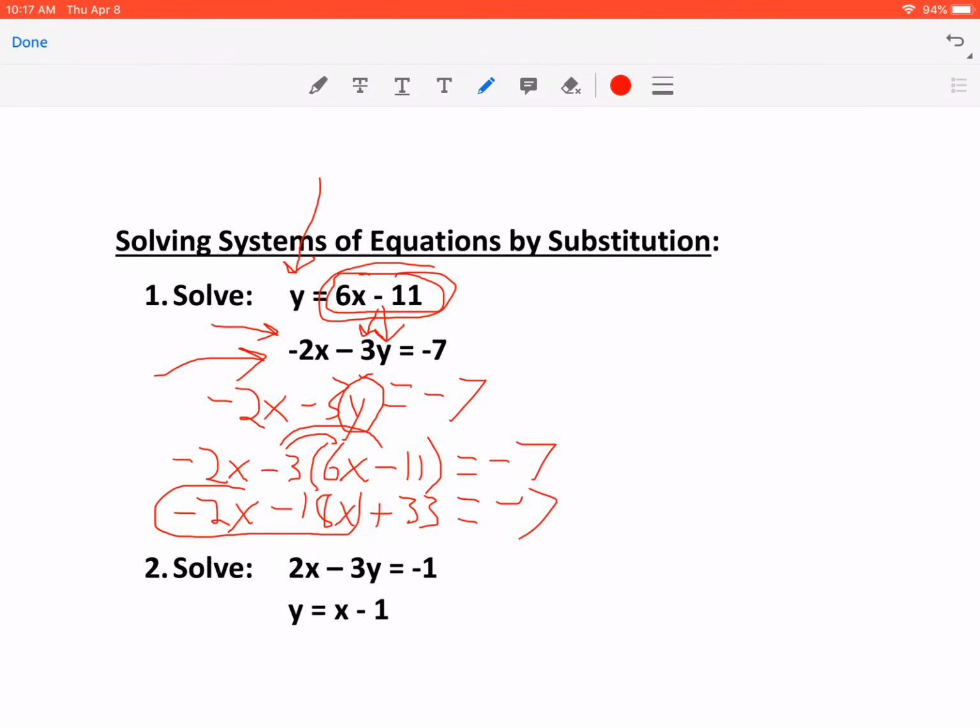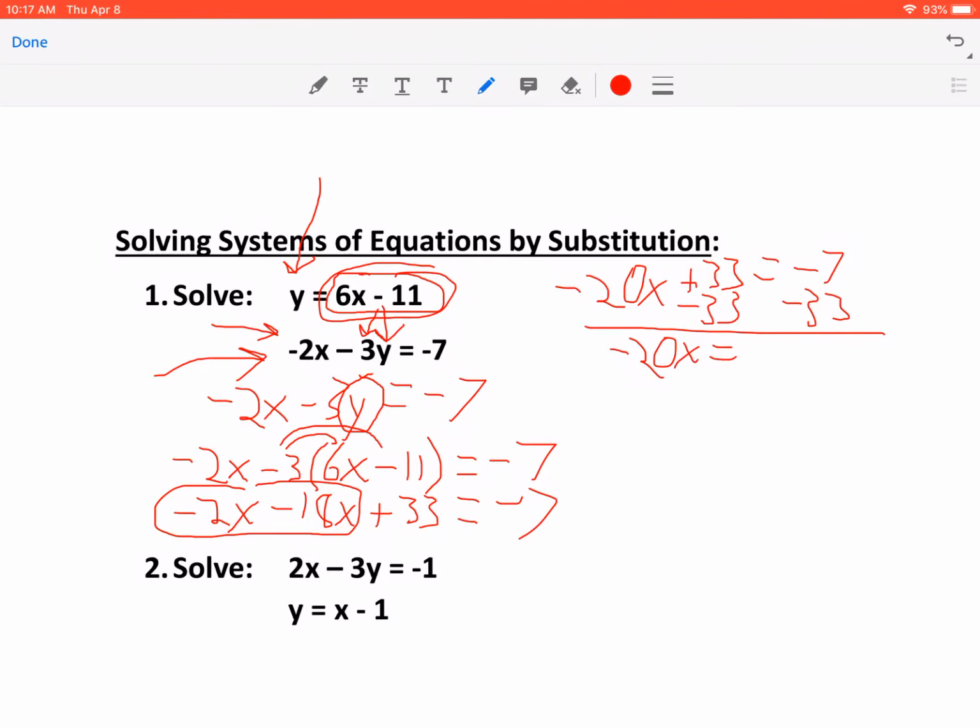Okay? Now, combine these two here. Negative 2x minus 18x. That should be negative 20x plus 33 equals negative 7. Get rid of the plus 33. Minus 33 on both sides. Now you got negative 20x. Negative 7 minus 33 is negative 40. Last thing you need to do to get x by itself, divide by negative 20. Negative 40 divided by negative 20. X is equal to 2.